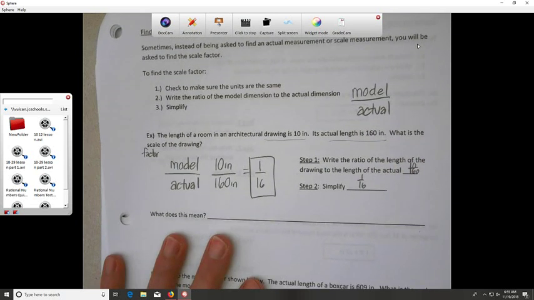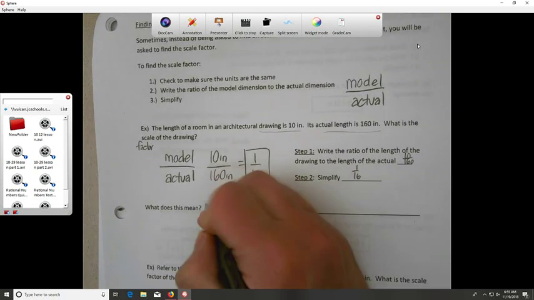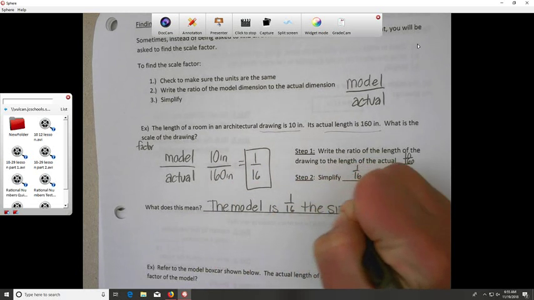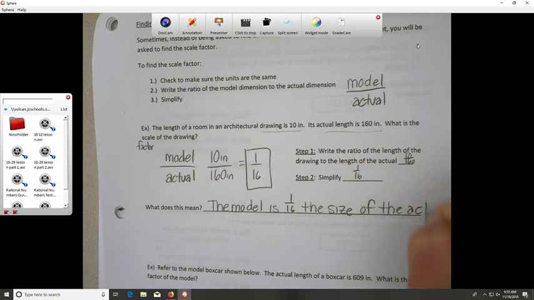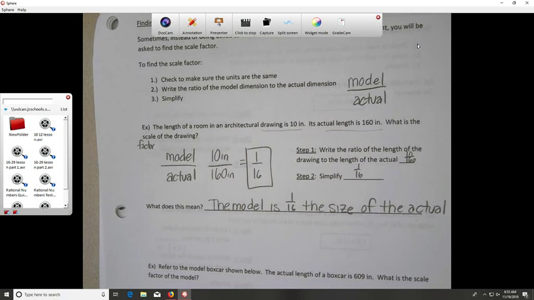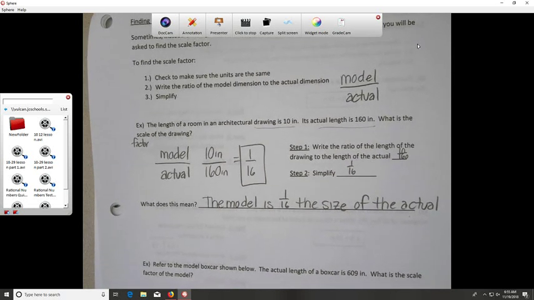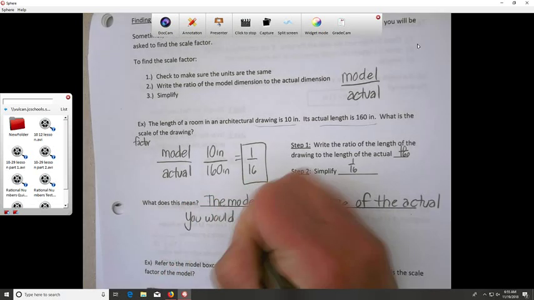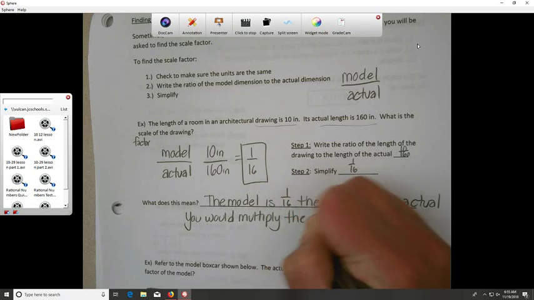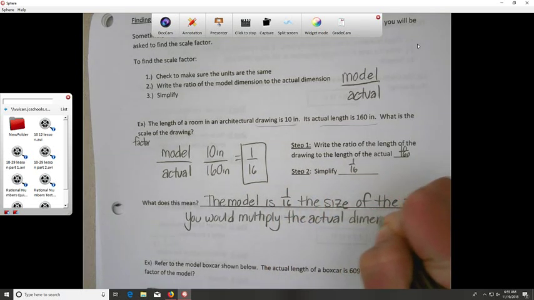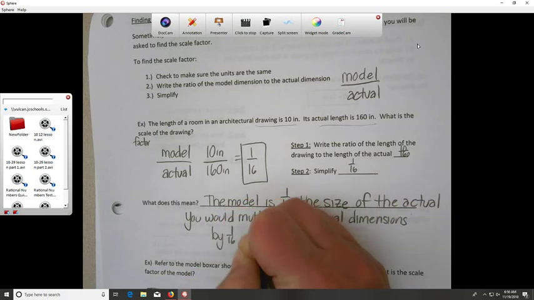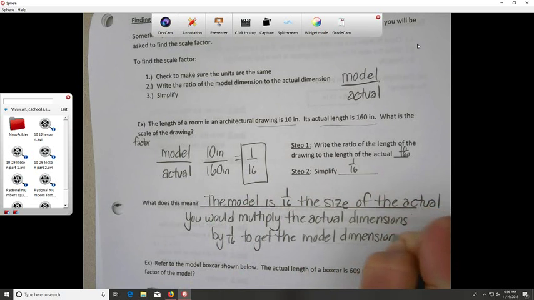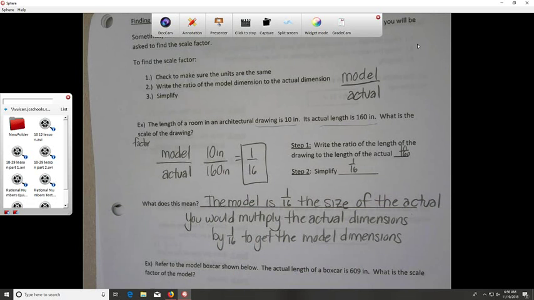All right, so then it says, what does that mean? If my scale factor is 1/16, that means that the model is 1/16 the size of the actual. You can also think of it as the actual is 16 times bigger than the model. Or you can think of it as you would multiply the actual dimensions by 1/16 to get the model dimensions, because we said that scale factor is the unit rate. It's whatever you would multiply the actual by to get the model.